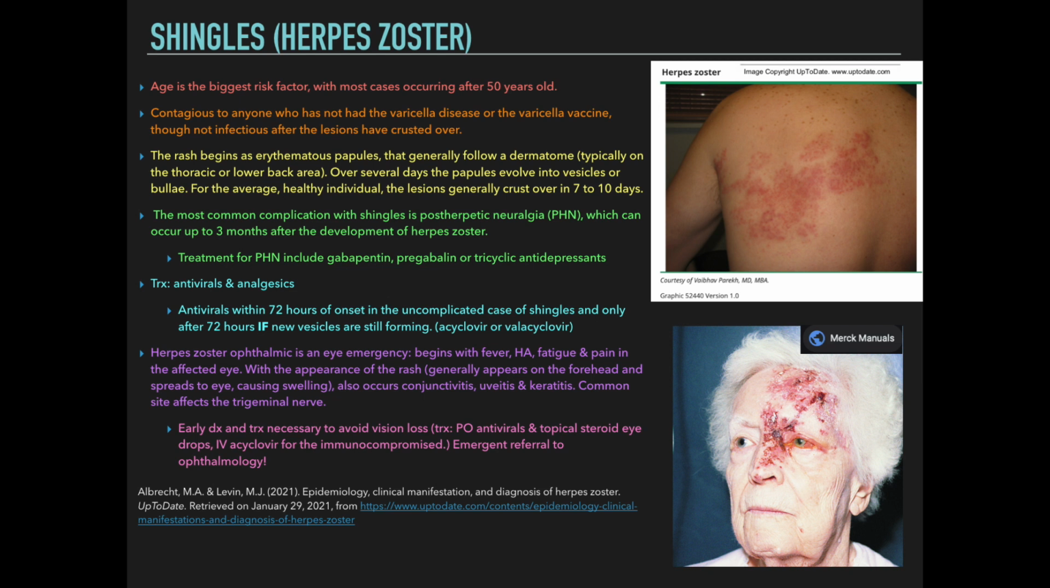Herpes zoster ophthalmicus is an eye emergency, and this is one of those things that we really need to be aware of in practice and is definitely likely to pop up on boards. This begins with fever, headache, fatigue, and pain in the affected eye. The appearance of this shingles rash also occurs with conjunctivitis, uveitis, and keratitis. All these things are huge warning signs, and we need to emergently refer them to ophthalmology to preserve their eyesight.